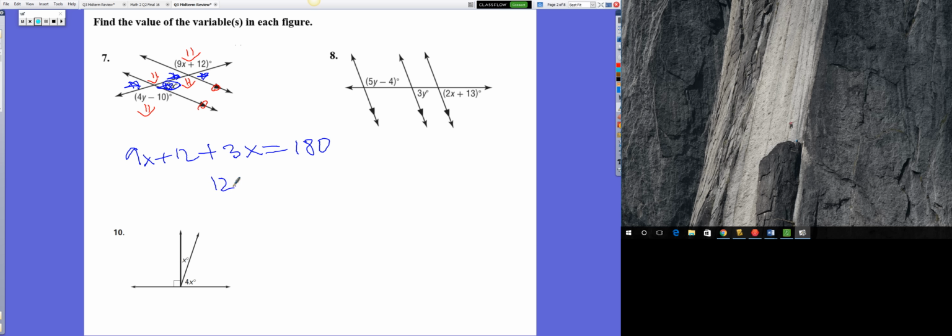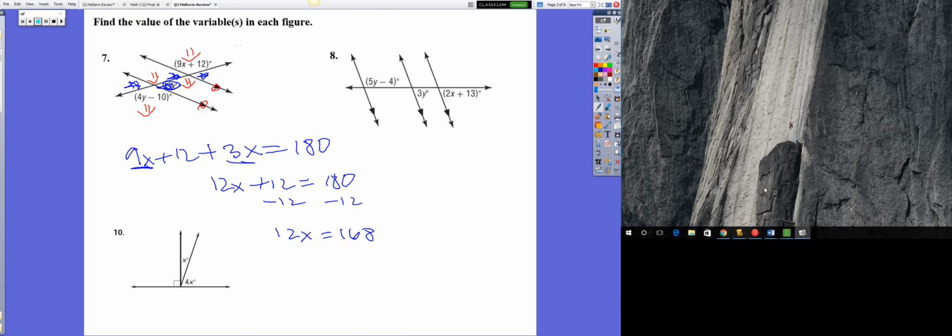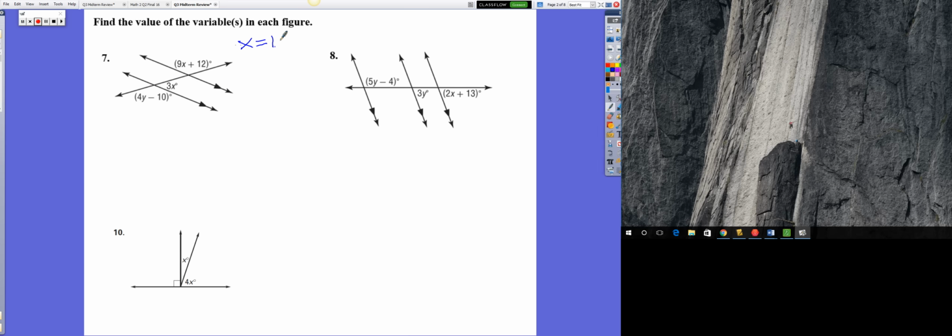So if I add my like terms, my x's, I've got 12x plus 12, and they equal 180. So now just solve for x. It's just a linear equation. So minus 12, minus 12. So you have 12x is equal to 168. Then divide by 12. So you should end up with x is 14.